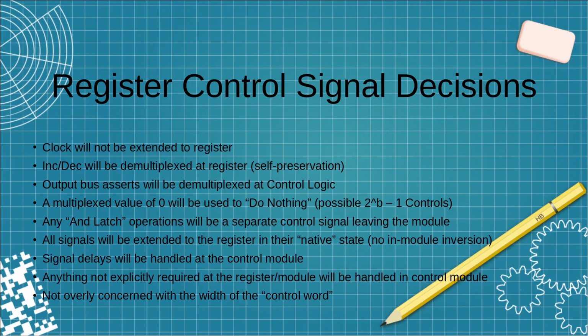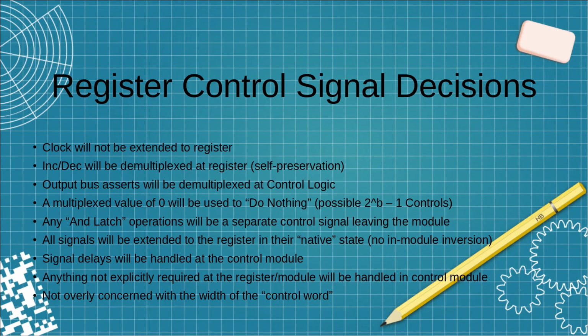More generally, anything not explicitly required at the register, or more generally in any module, will be handled at the control. So that control logic will handle more general requirements, and the register, if it's required to maintain its integrity, will be handled on the onboard module at the register.